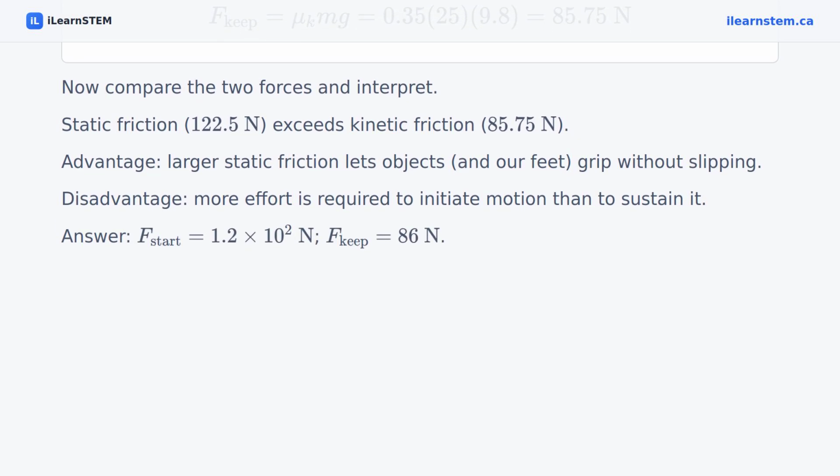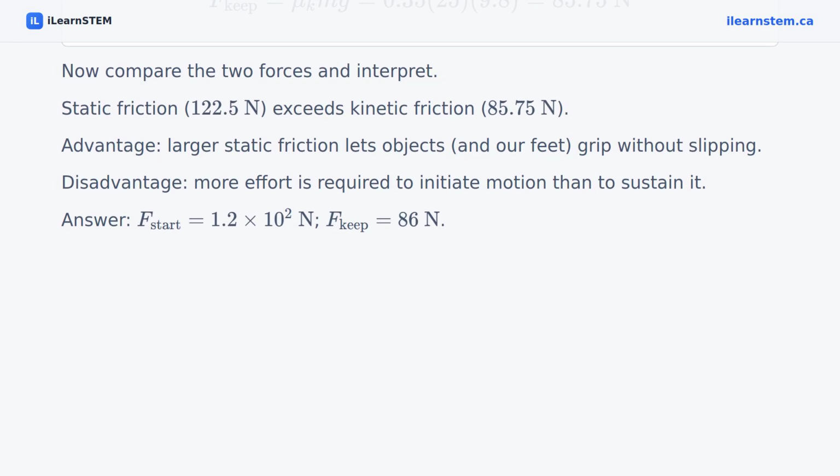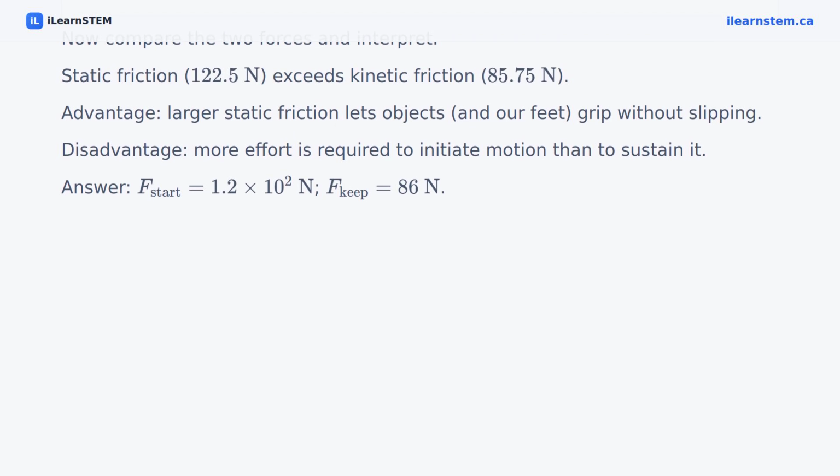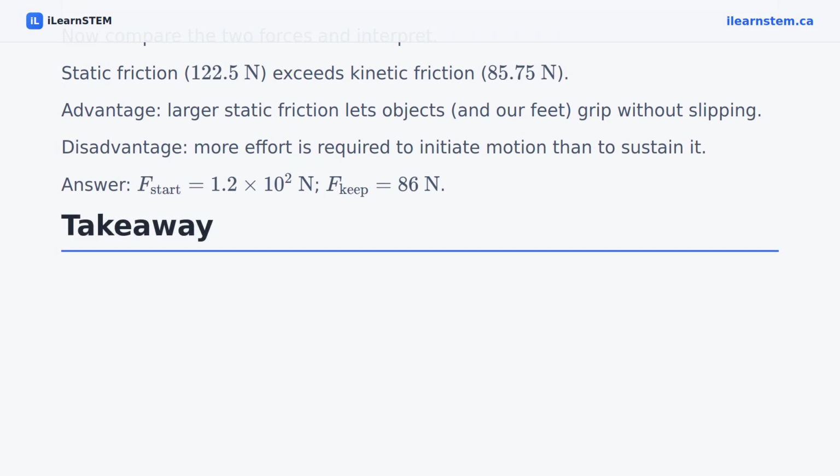Answer: F start equals 1.2 times 10 to the 2 newtons. F keep equals 86 newtons. Remember that static friction is generally larger than kinetic friction, so starting motion requires more force than keeping it going.